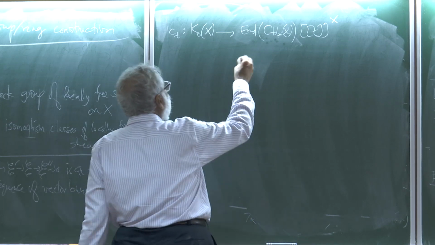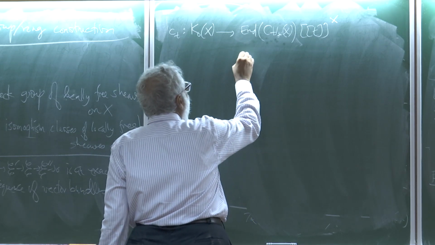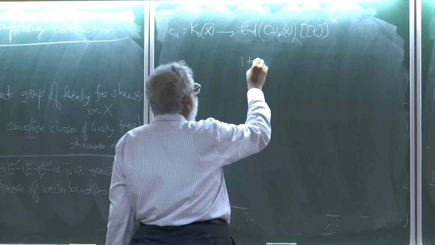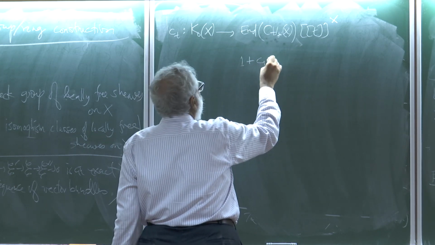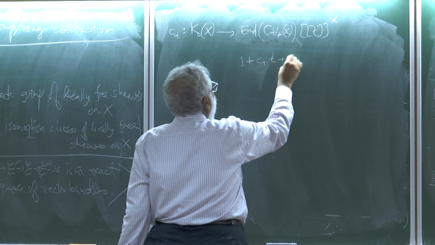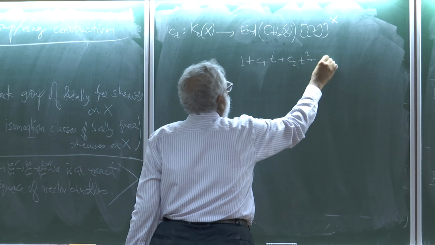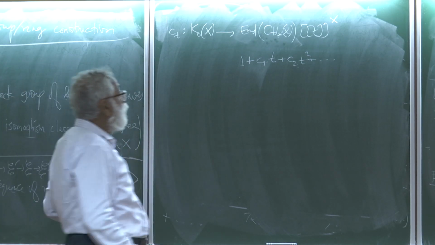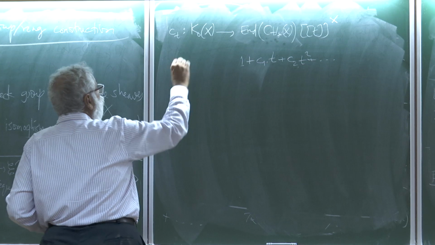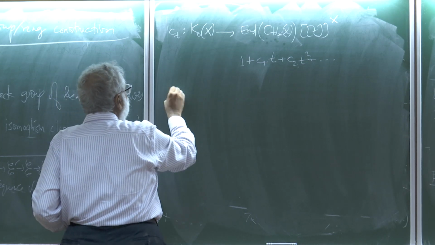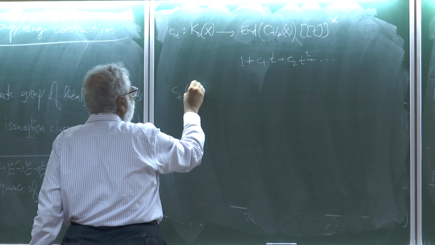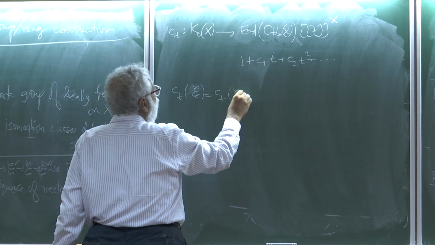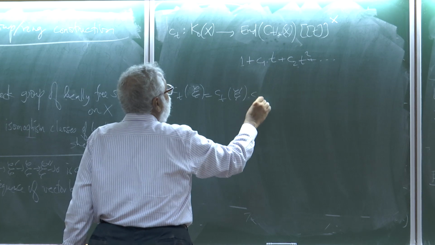But it's inside the power series of the following special type. C0 is always 1, remember? So it's 1 plus C1 times T plus C2 times T squared plus and so on. And that's how it will look. And what is the group operation on this side? So Ct of E, remember, was Ct of E prime multiplied by Ct of E double prime.